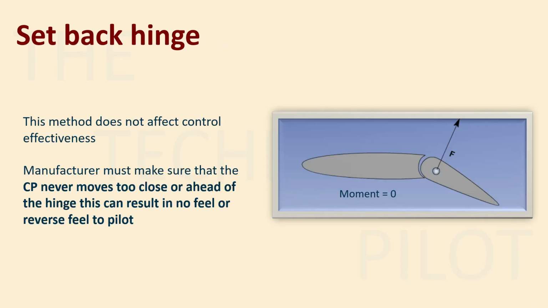And setback hinge: this method does not affect the control effectiveness. What is control effectiveness? As the name suggests, control effectiveness is just how effective your controls are. So you need to remember this one thing: control effectiveness will only be affected when the forces are changed, right? So moment was force multiplied by distance. In a setback hinge, we change the distance, right? So whenever we change the distance, there won't be any effect on control effectiveness, right?